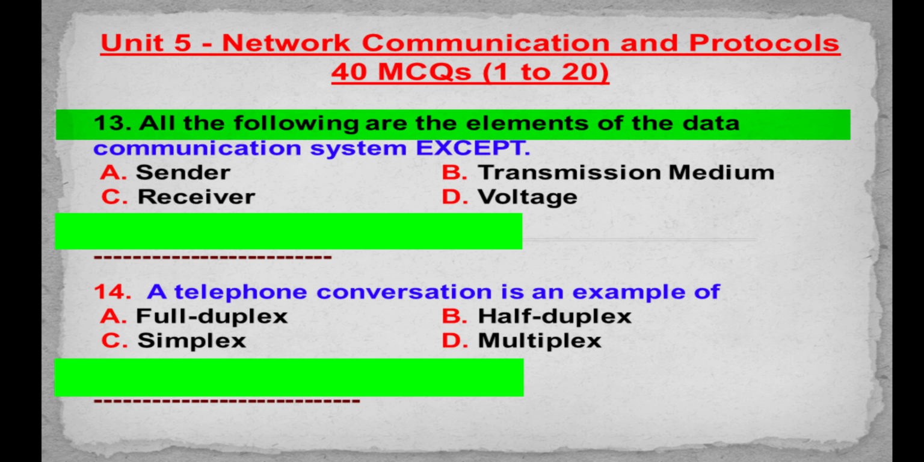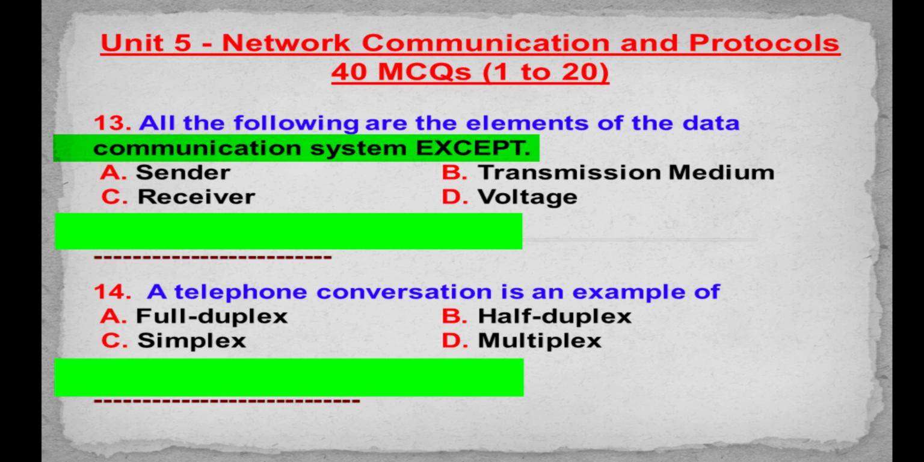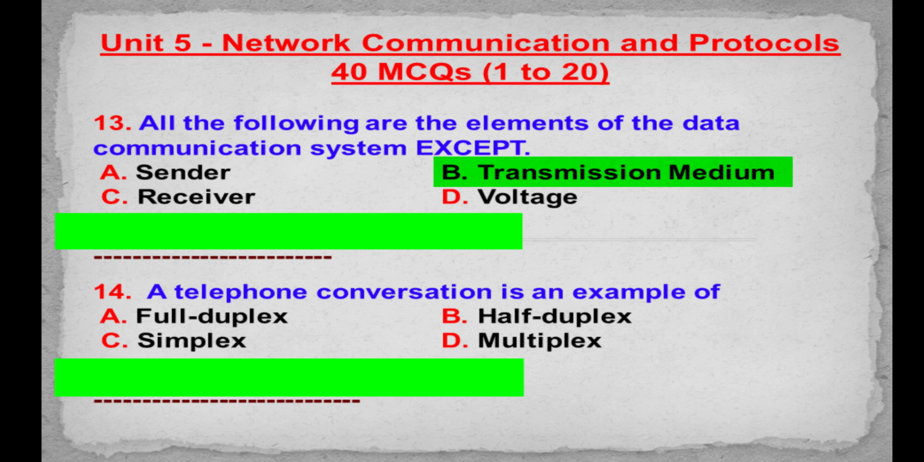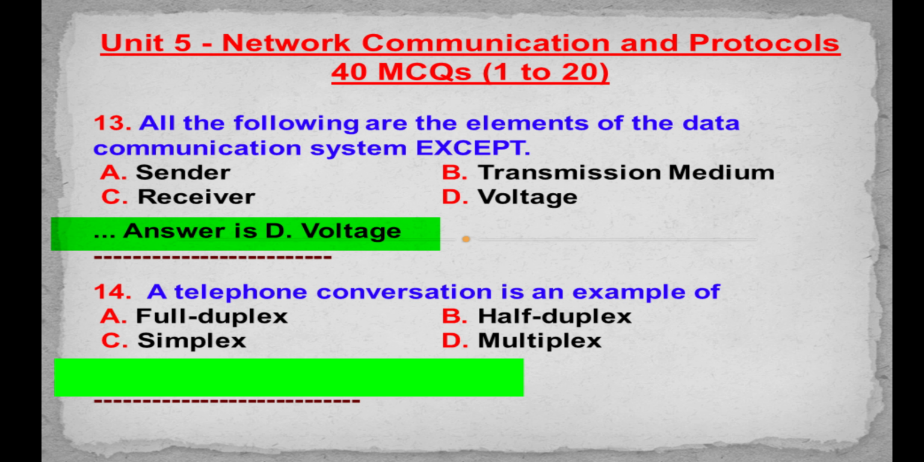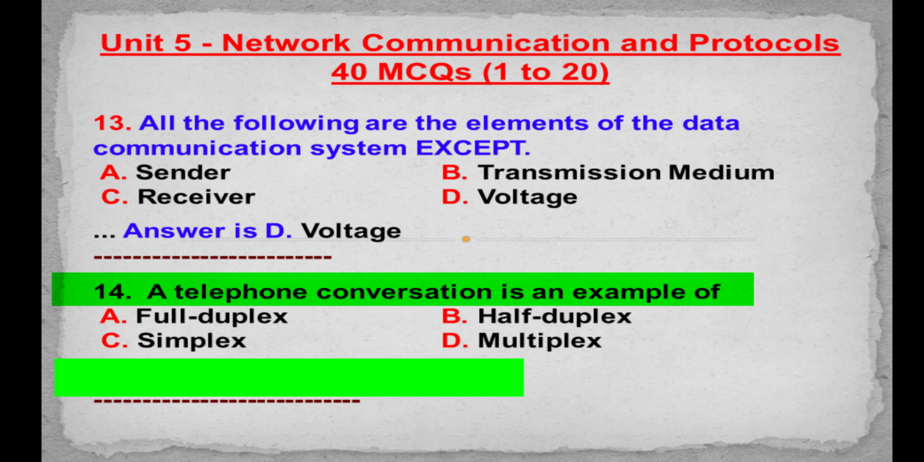MCQs number 13. All the following are the elements of the data communication system except. Option A, sender. Option B, transmission medium. Option C, receiver. Option D, voltage. Correct answer is option D, voltage.